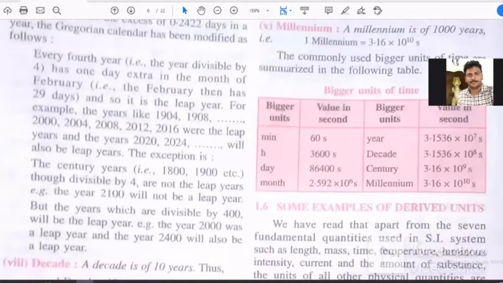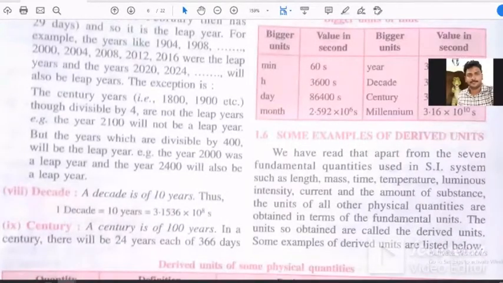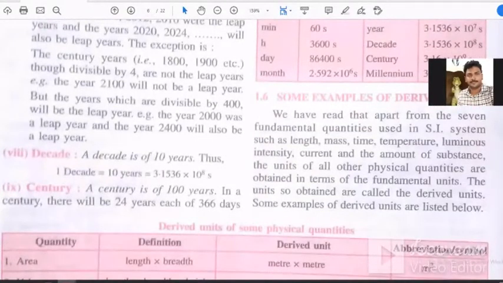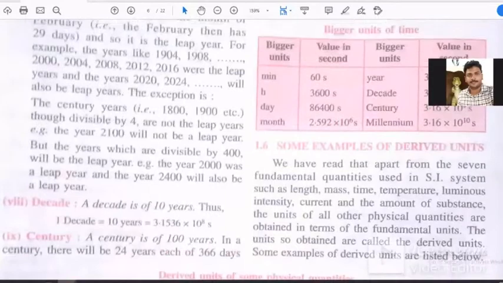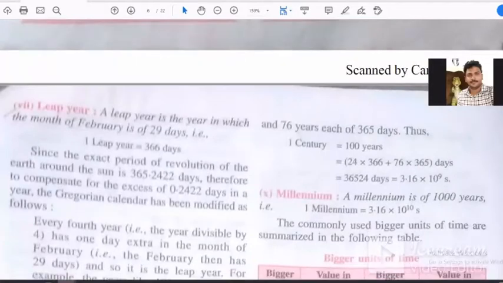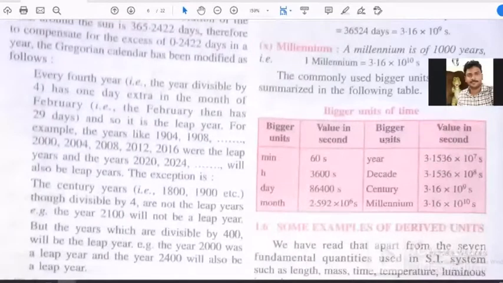Now the next information we are going to gain is about the decade. A decade is a collection of 10 years. A century is a collection of 100 years. Then we have some other bigger units of time, that is a millennium. A millennium is a collection of 1,000 years. So this is the summary of the bigger units that we have studied till now. No need to remember all these numbers. You just need to know how to convert hours into minutes, and minutes into seconds. That is important.